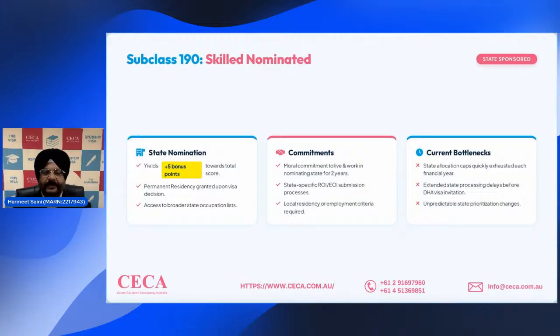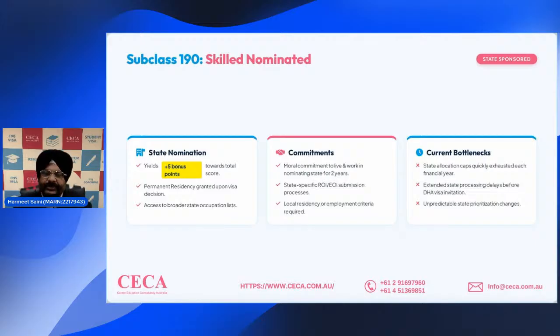But there are some limitations. First, I'll talk about the commitment when you are granted this visa. There is a moral commitment you have to make to the state government to live and work in the nominated state for at least 2 years. And it is also state specific, because you are relying on the state nomination. So the ROI and EOI submission process has to be followed.